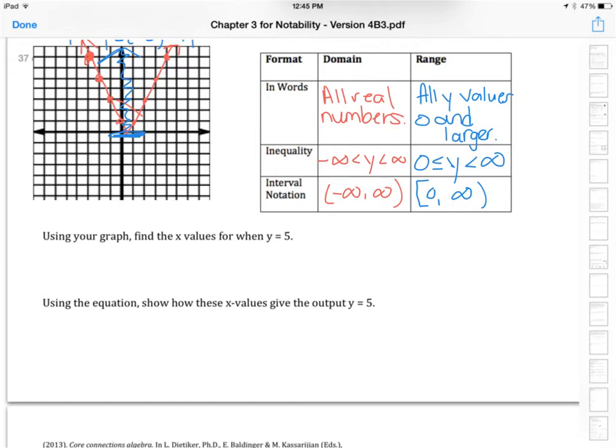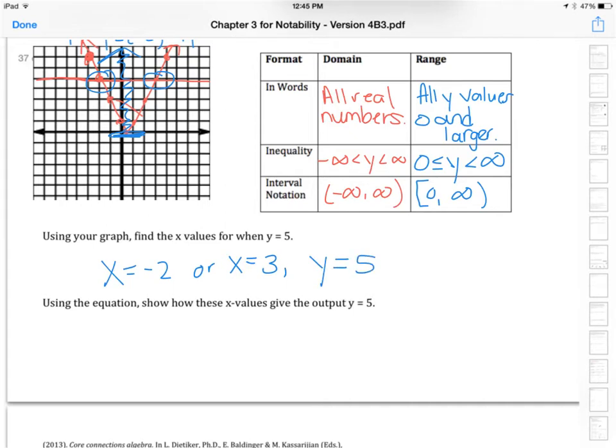Okay, so on our graph, what are the x values for when y equals 5? Well, if we count up to 5 on the y-axis, and we can draw a line, we see 2 points, one right here and one right here. So when x equals -2 or x equals 3, y equals 5.